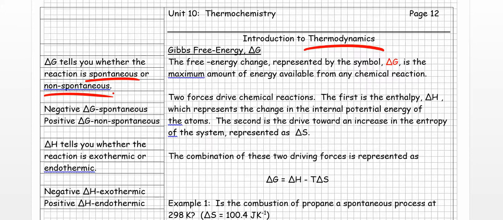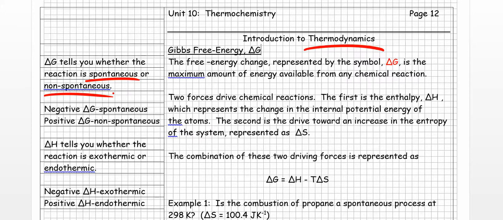So let me give you some examples. Rust, for example. Iron is going to inevitably oxidize, right? Fe is going to become rust. Iron is going to become rust inevitably. It is a spontaneous process. That doesn't necessarily mean it's going to happen fast, and we know that it doesn't happen fast, but it's going to happen inevitably. And that's in essence what we mean by spontaneous. The reaction is going to happen inevitably, right?